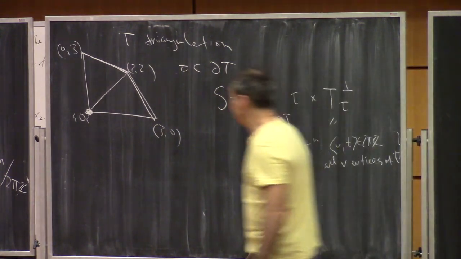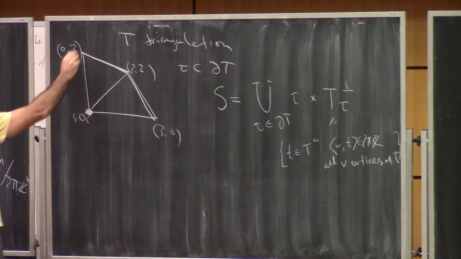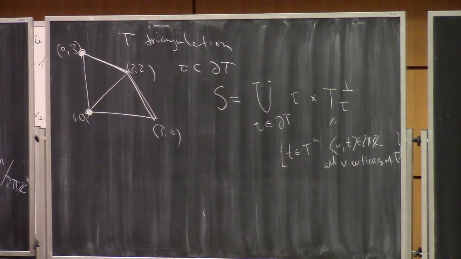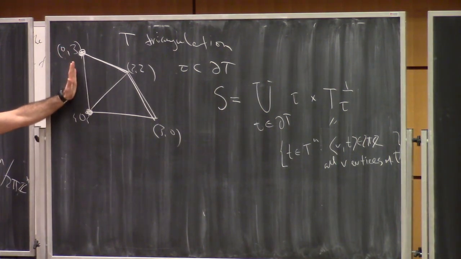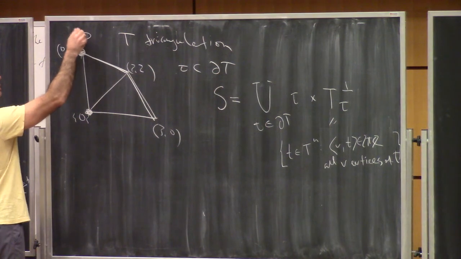Okay, let me just draw a picture here. For instance, this is your tau. It has one vertex, (0,3). So what do you take? If you look at what's perpendicular to this vector in the torus, then we see three tori. It's three circles.